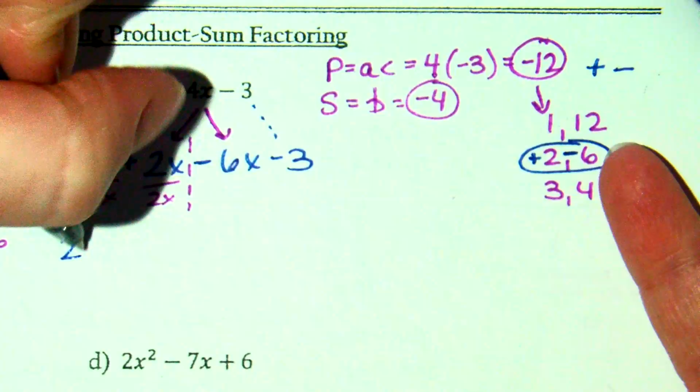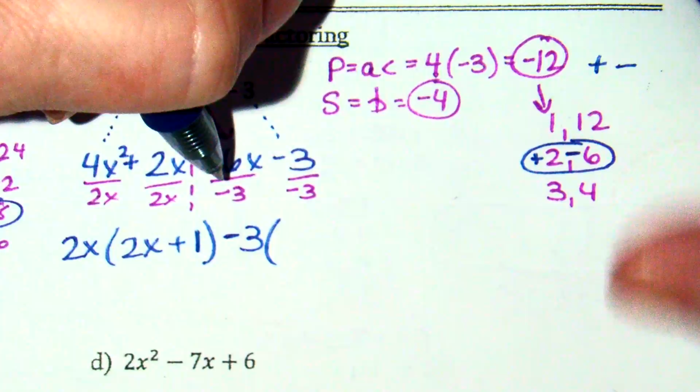Negative 6x minus 3. They both have a 3 in common. And anytime this first number is negative, use a negative GCF. So I'm factoring out a negative 3. Negative 6x divided by negative 3 is 2x. Negative 3 divided by negative 3 is plus 1.